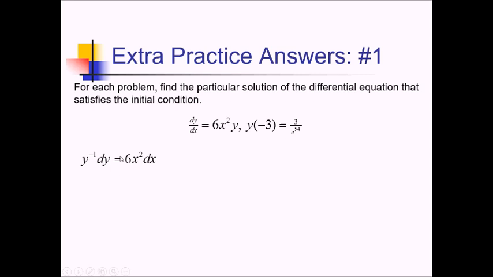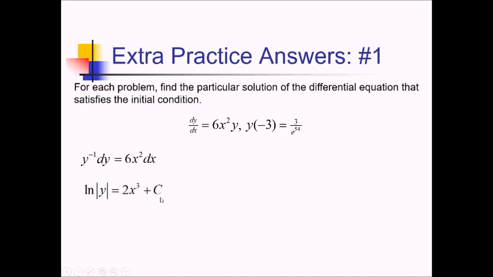Now I have to take the antiderivative of each side. On the left side, that's ln absolute value of y. On the right side, using my reverse power rule, this bumps up to a 3. Dividing by that, I have 2x cubed plus c. Don't forget that plus c.